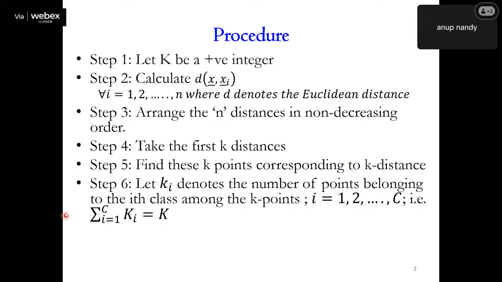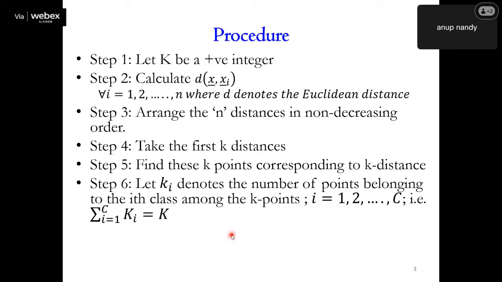Now, let ki denote the number of points belonging to the ith class among the k points. Out of these k points, you pick the points with the least distances corresponding to each ki, and those points are treated as the class representatives. Then for i equal to 1 to c, the sum of ki is equal to k. Suppose k is equal to 3. Sometimes, in a 3-class or 4-class classification problem, one class may have 2 representatives, another class 1 representative, and another class 0 representatives.